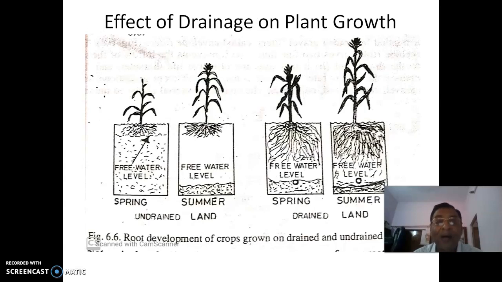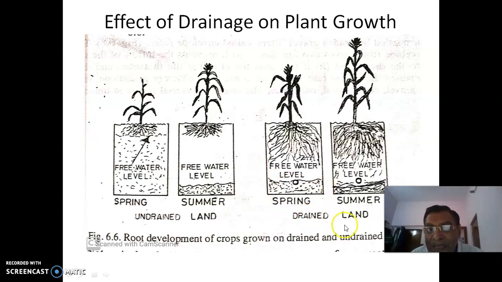You can see here the effect of drainage on plant growth. Here, one is undrained land, this one is a drained land. In undrained land, you can see during spring and during summer, the rabi season and summer, if the water level is too much, even up to the root zone, you can observe growth impediment. Here, the water level is a little bit down during summer, so much more growth, but not much leafy.